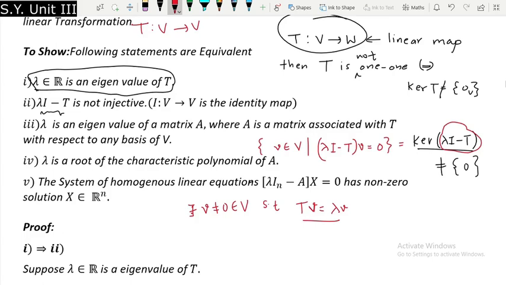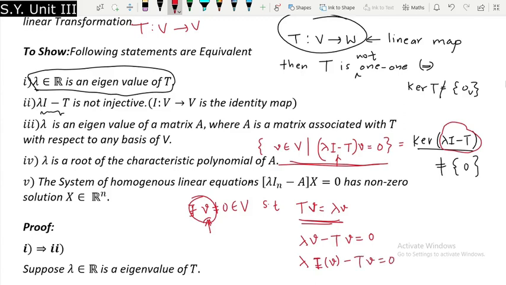So let us do it then. Remember this I is nothing but the identity map. So we have to show that this set contains at least one non-zero vector, and which will be that vector? That vector will be our eigenvector, this one, right? So now since this is happening, I can say that lambda V minus TV is equal to 0. Is that fine? This is simple algebraic calculation. Now since I is the identity map, how can I write it? This can be written as lambda IV, since I is the identity map, IV will be equal to V, right? Minus TV will be equal to 0.